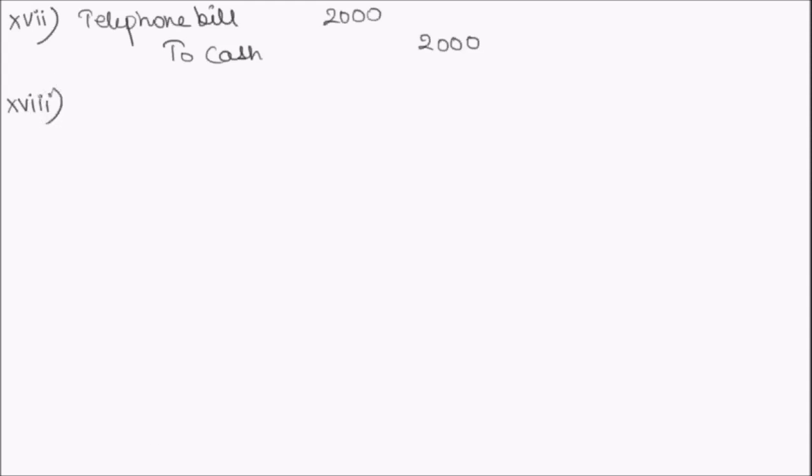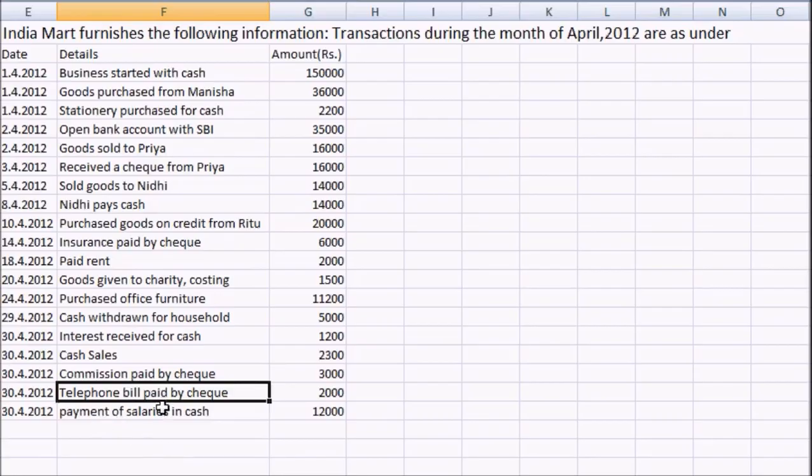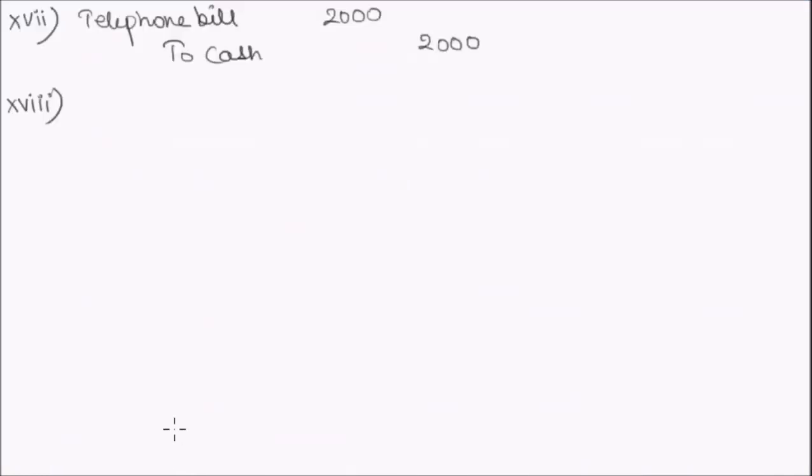Now the last transaction, payment of salary in cash. There are two accounts involved in this. One is cash account and another is salary account. Salary is an expense, so any increase in expense needs to be debited, and as it has been paid by cash, so cash account will decrease and so it will be credited. The amount is 12,000 rupees.